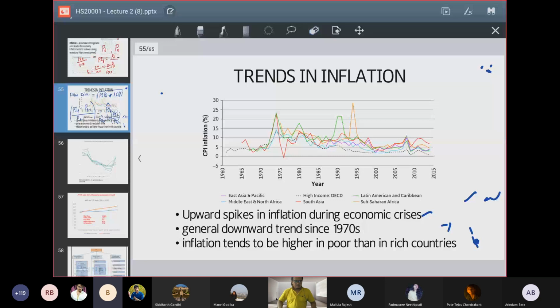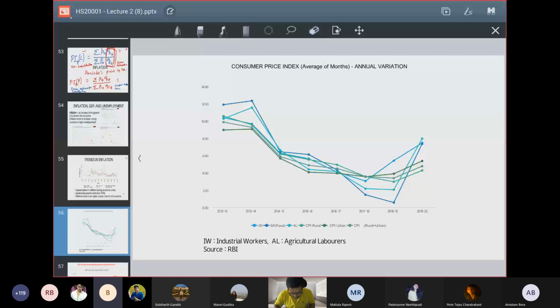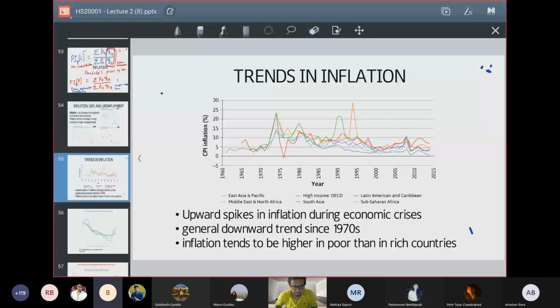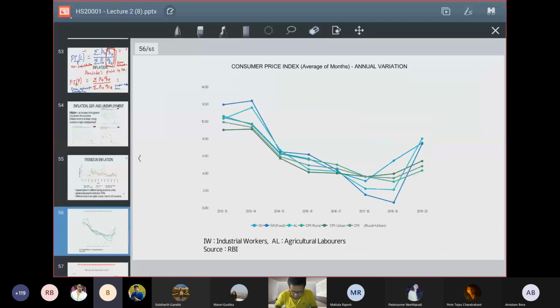In India, there are various price indices used. As you can see from this graph, we measure inflation using CPI of industrial worker, which is denoted here as IW.